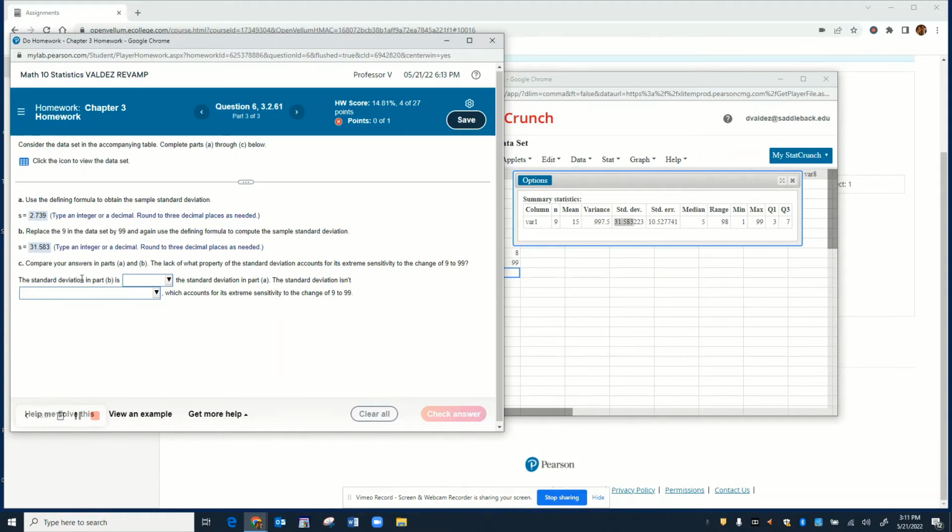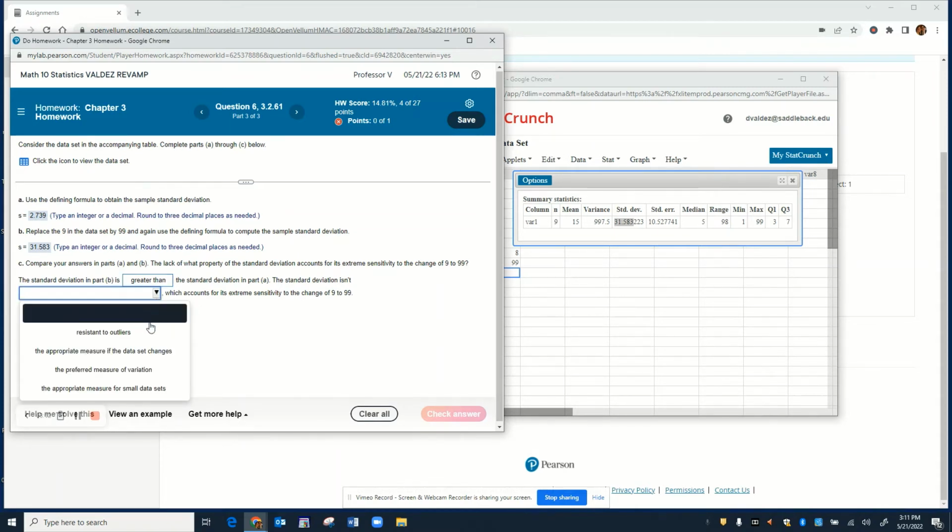So we can answer this now. The standard deviation in part B is greater than the standard deviation in part A. Let's go through the options. It's not resistant to outliers. We'll talk more about what an outlier is, but that's an extreme value that does not fit within the span of most of the data. The other options just don't make sense.